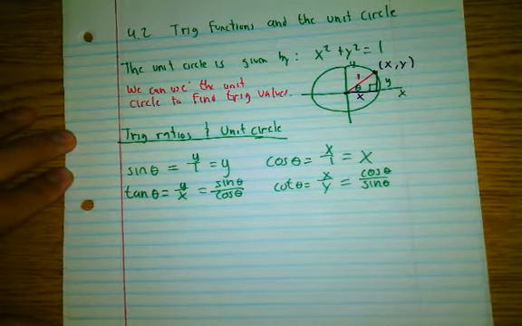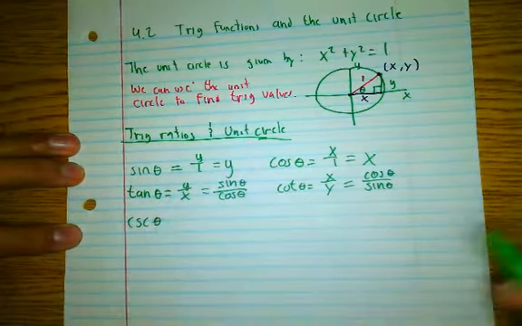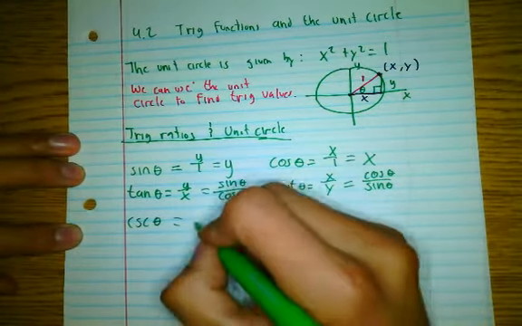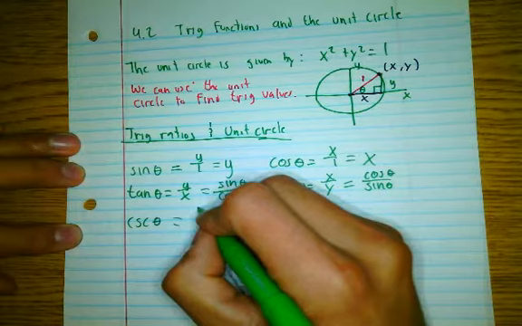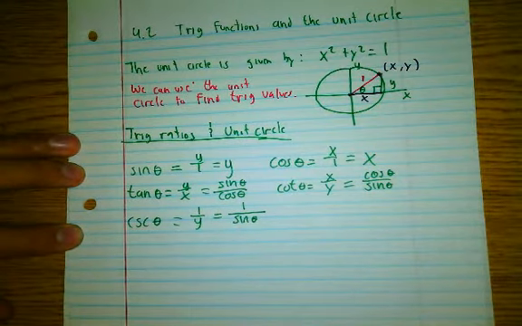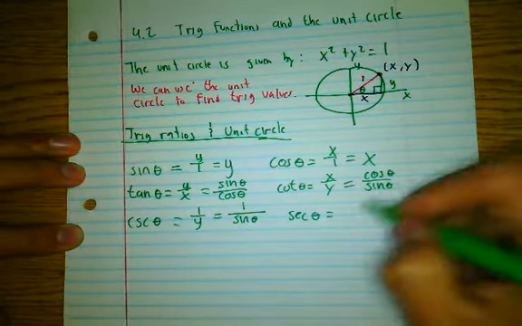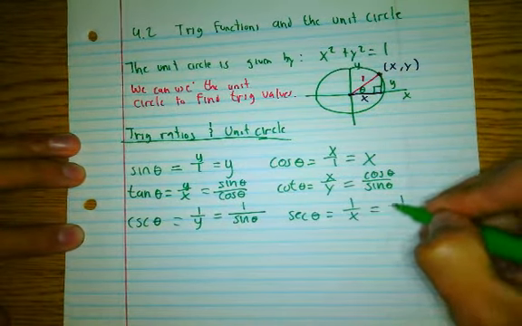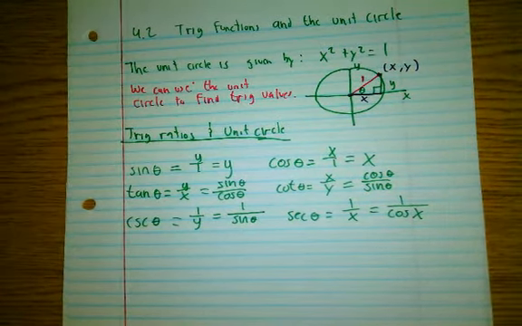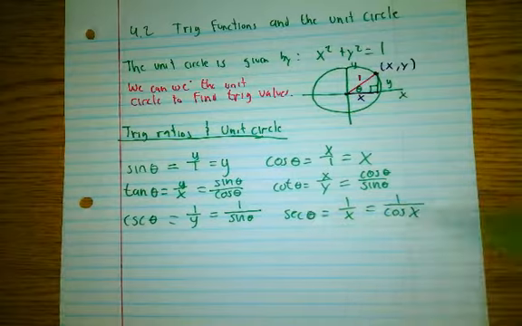We have secant and we have cosecant. Which one is the reciprocal of sine? Cosecant is the reciprocal of sine. So if sine was y over 1, that means cosecant is 1 over sine of theta. Lastly, we have secant. We know it's the reciprocal of cosine, so it's 1 over x, and we can further improve it by saying 1 over cosine of theta. I should be using thetas, but whatever. Questions?